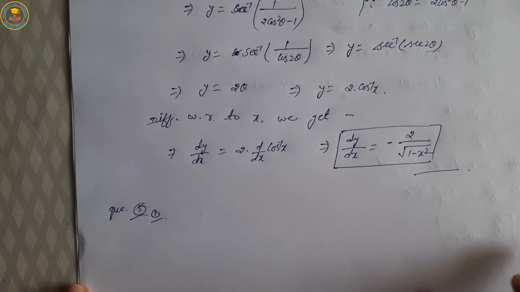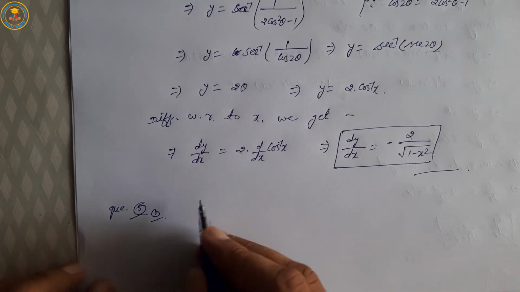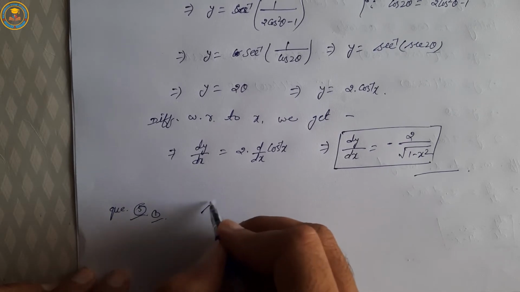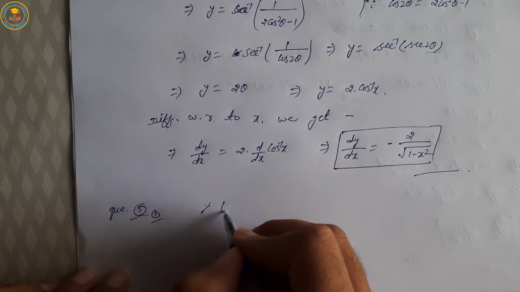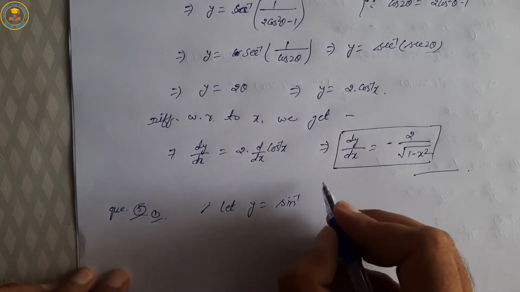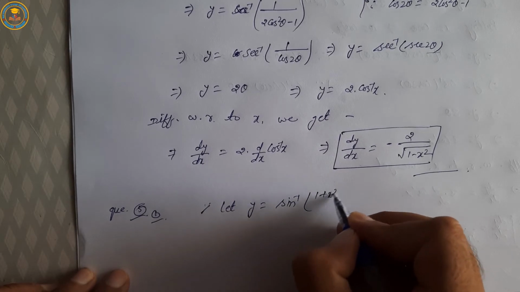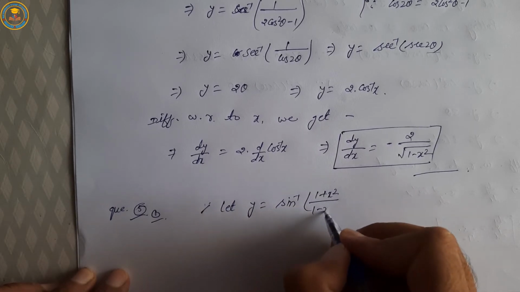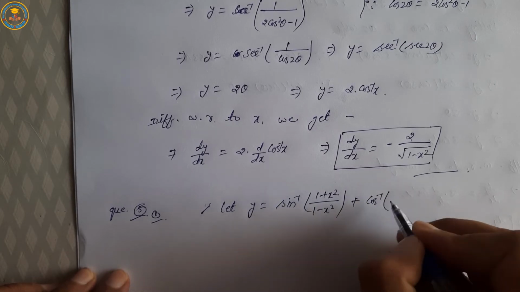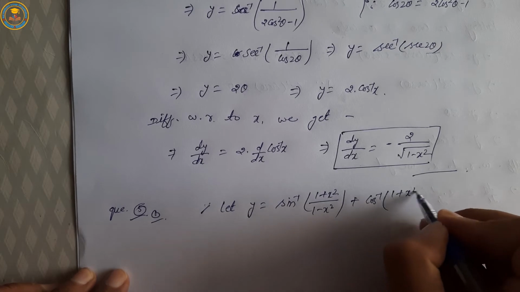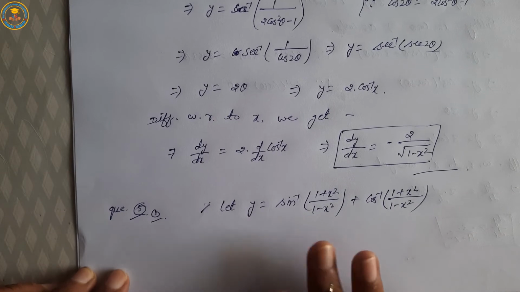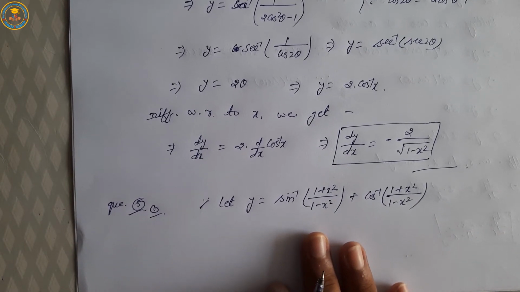Question number 5. Let y is equal to sin inverse of (1 plus x square upon 1 minus x square) plus cos inverse of (1 plus x square upon 1 minus x square). Okay, find the value of dy by dx.